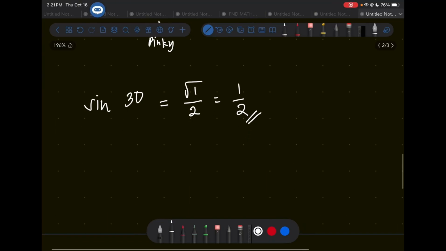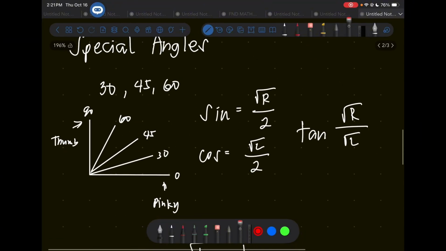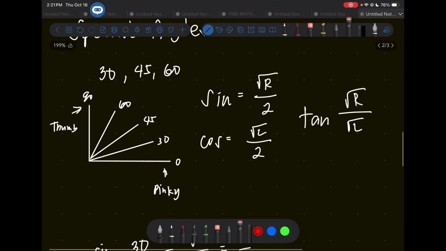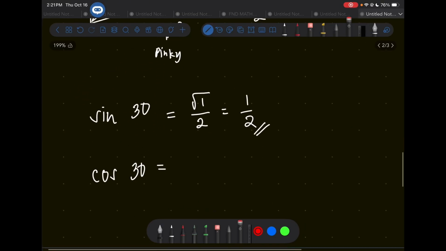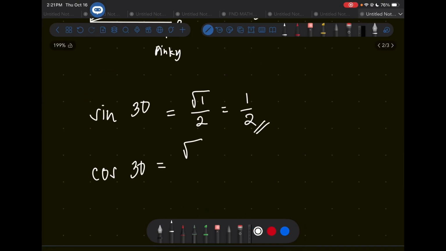Next, let's go with cosine 30. Again, let's look at your left hand. How many fingers do you have here on your left? 3. So it's going to be square root of 3 over 2. So that's it.